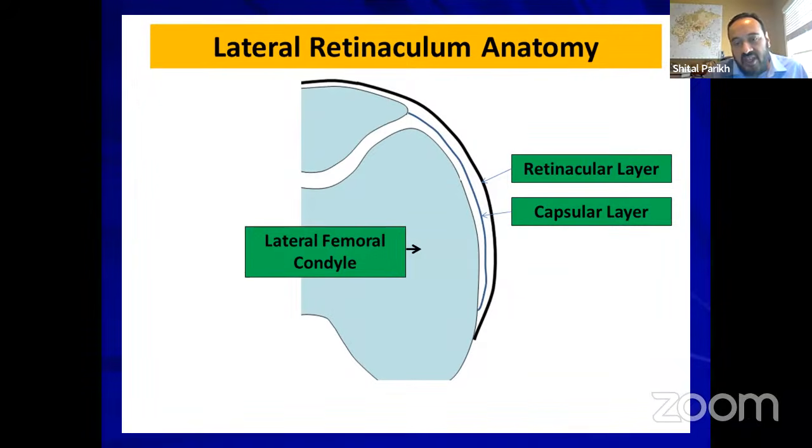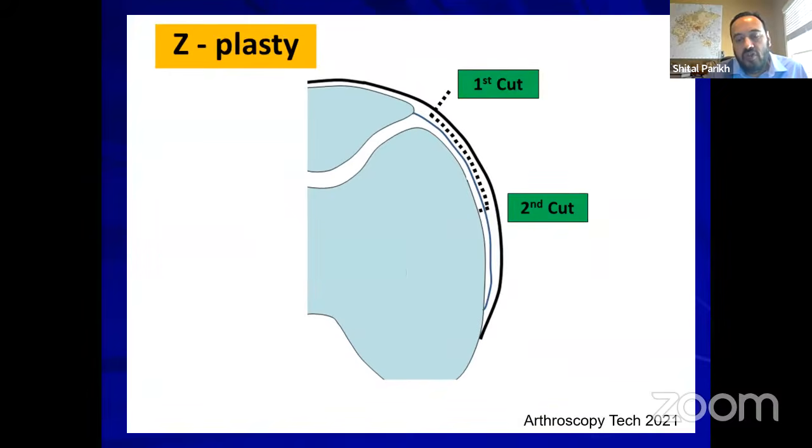And how the lengthening is done is through the 2 layers that make up the lateral retinaculum. The superficial oblique retinacular layer and the deeper transverse capsular layer, and you go between those 2 layers, make these cuts, and then when you suture them back, it's actually a Z lengthening of the lateral retinaculum.